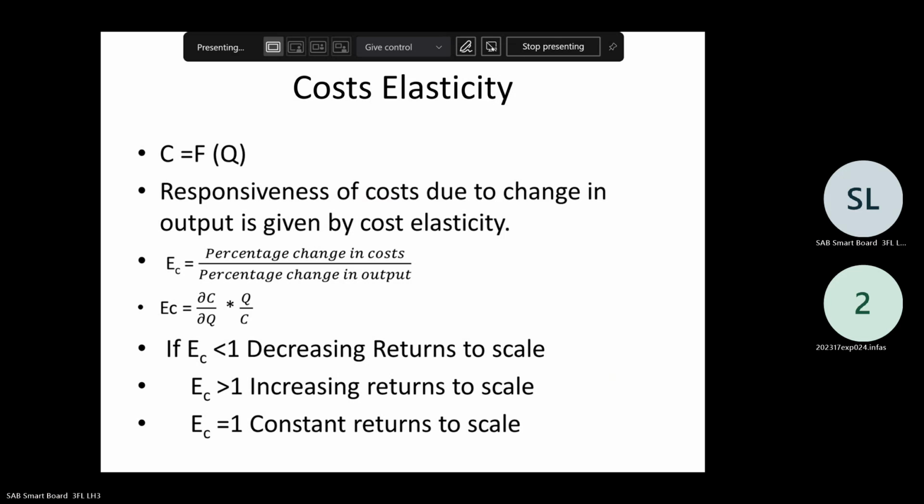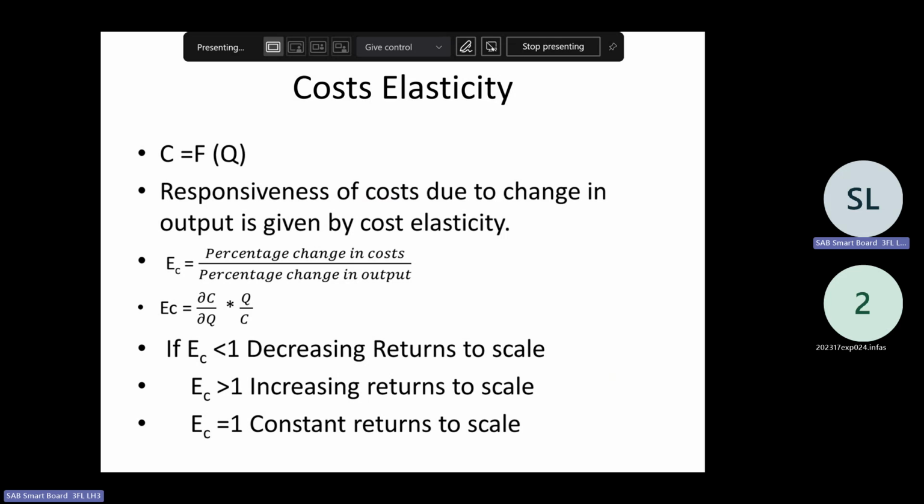What does cost elasticity mean? That is the change in cost due to change in the output. Here, cost depends on the output, so cost is the dependent variable and the independent variable is the output, production. So we can measure and evaluate the responsiveness of cost due to change in the output. How much? The percentage change in cost divided by the percentage change in output.